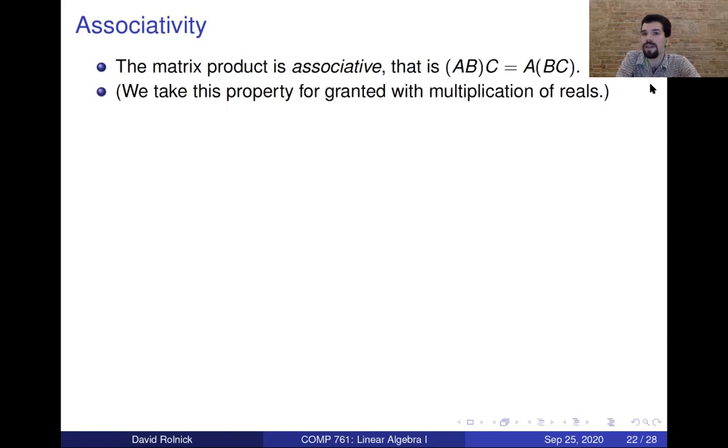Now, this is not to be taken for granted. In real numbers, this is very much true. 2 times 3 times 4 doesn't matter if you multiply the 2 and the 3 first or the 3 and the 4 first. But it's not immediately obvious that this is true for matrix multiplication. So let's see why this is true.